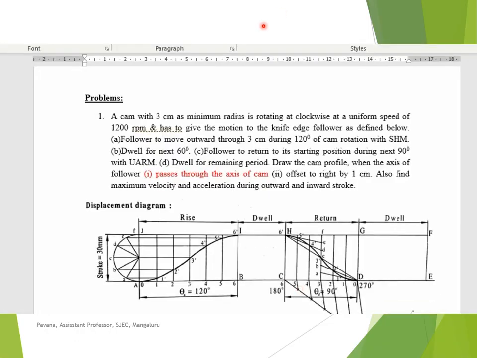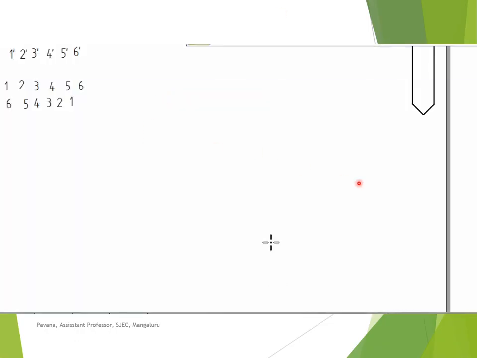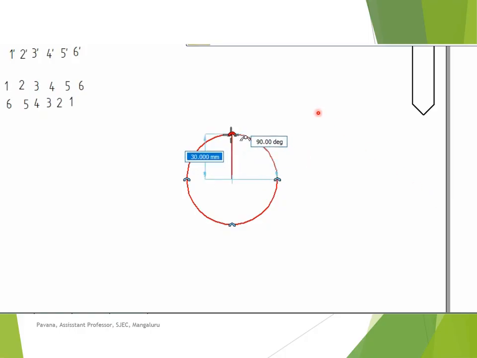Before starting the cam profile, the main thing required is a base circle radius. As I already told, the base circle radius given in the question is the minimum radius, the first line, 3 centimeter. So draw that circle first, 3 centimeter, that is very important. Now in the question he has told that it is a radial follower. The axis of the cam and axis of the follower is the same line. So draw this vertical line from center to the top.